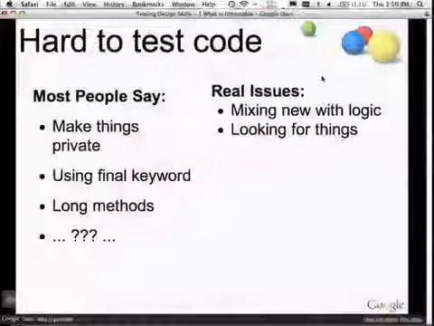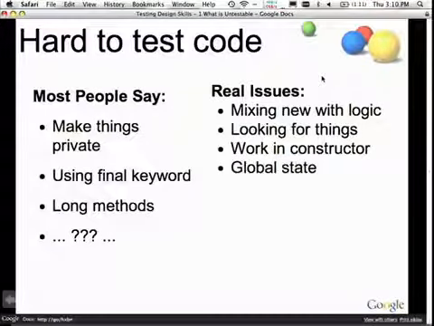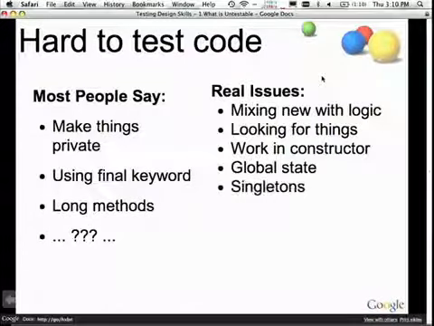Looking for things, and we do this in our code all the time. Doing work in a constructor makes it really hard to instantiate things inside of your test. Having a global state, which is essentially where all of the uncertainty comes from. Singletons, which is just another name for global state. And static methods, which is essentially procedural programming.